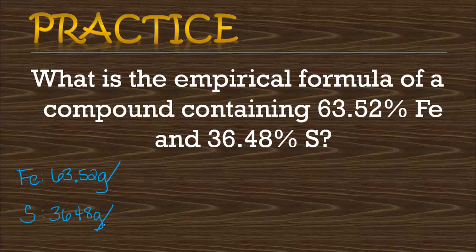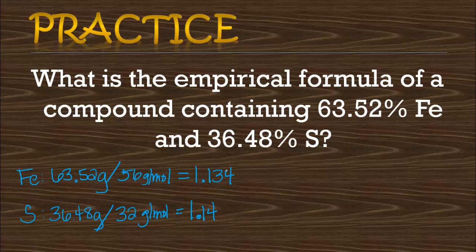So we go to our periodic table and we look up the molar mass of iron, and that is 56. And sulfur is 32. And then we plug it in our calculator. So iron comes out to be 1.134 and sulfur comes out to be about 1.14. Now how many decimal places should you report? I would probably do about 2 as an average.